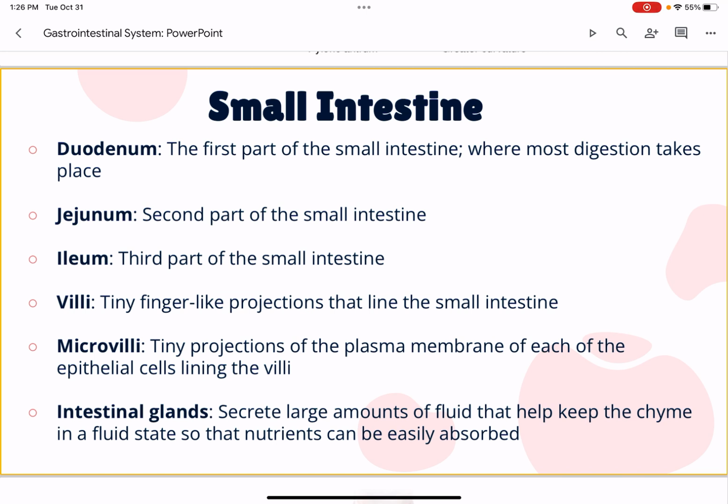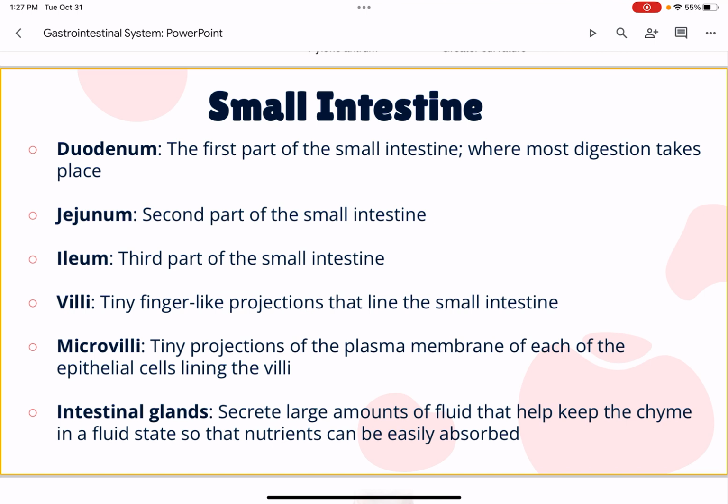Villi are tiny finger-like projections that line the small intestine. Microvilli are tiny projections of the plasma membrane of each of the epithelial cells lining the villi. The villi increase the surface area of the small intestine, providing a greater surface area for digestion and absorption of nutrients. The intestinal glands secrete large amounts of fluid that keep the chyme in a fluid state so that nutrients can be easily absorbed.